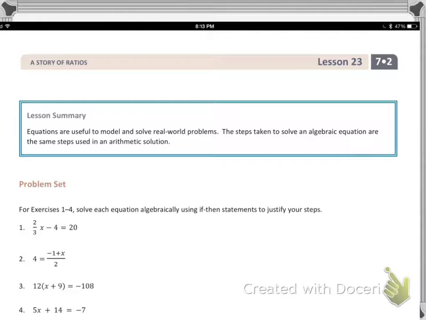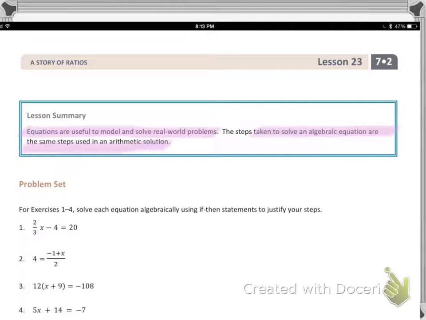Okay, so here in closing is our lesson summary. The lesson summary states equations are useful to model and solve real-world problems. And the steps taken to solve an algebraic equation are the same steps used in an arithmetic solution. We saw that when we compared the tape diagram, which was pretty much solely arithmetic. You're looking at it diagrammatically and algebraically. It's not some strange kind of rocket science. This algebra just makes a lot of good sense.